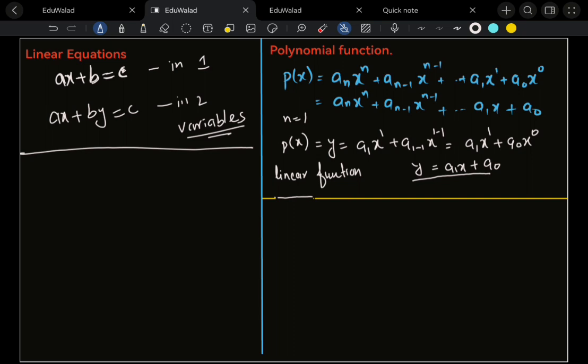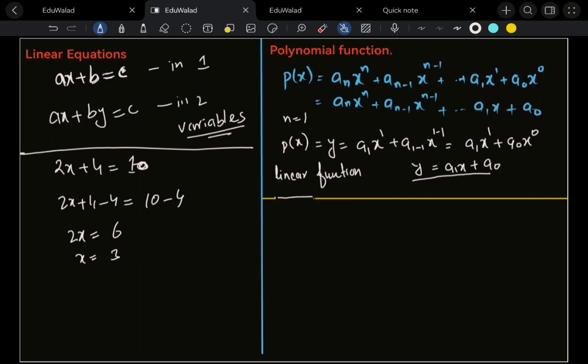Let's solve a simple example for one variable. 2x plus 4 equals 10. This is a simple equation in one variable. When we add negative 4 on both sides, 2x plus 4 minus 4 equals 10 minus 4. So 2x equals 6, x becomes 3.